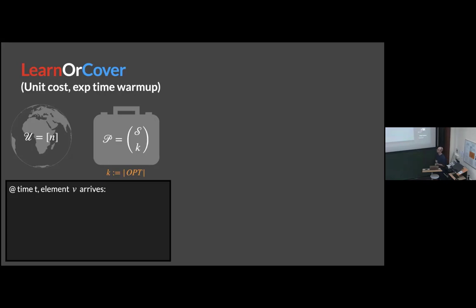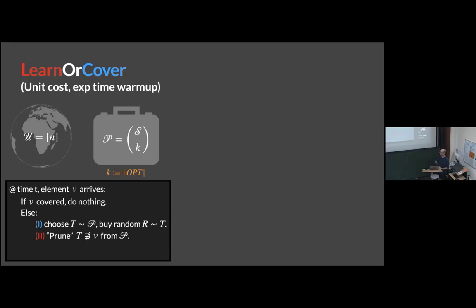Okay, so here's the algorithm. At time T, an element arrives. If it's covered, do nothing. Okay, so far so good. If it's not covered, we'll do 2 things. We'll choose a T uniformly at random from P. So recall the type of T is a K tuple of sets. And then what we'll do is we'll buy a random set R from this K tuple. And this is all uniform sampling.